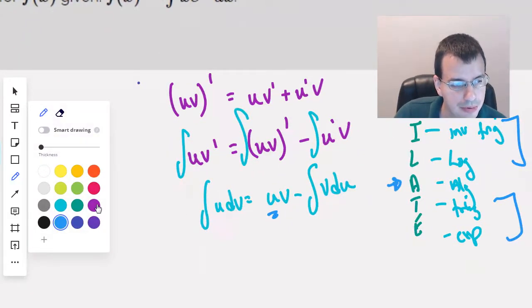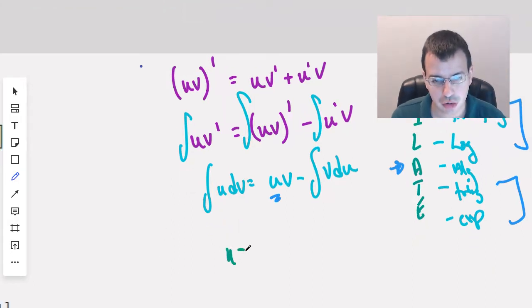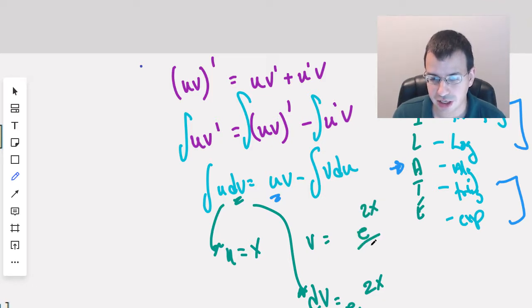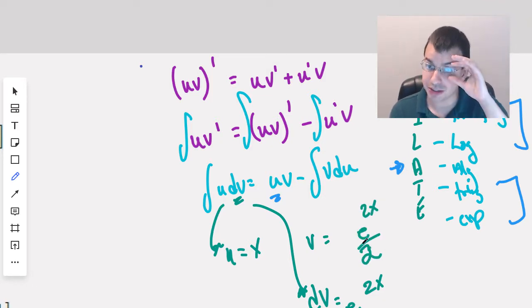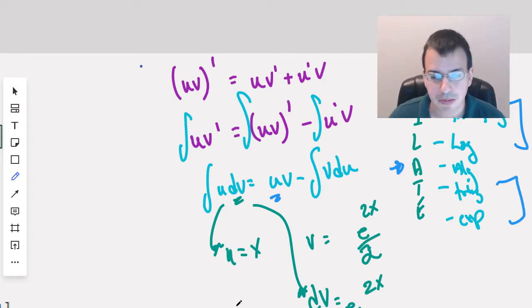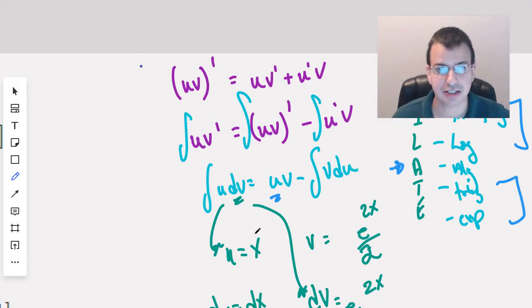I'm going to say that u equals x, and dv, so this portion right here, u dv, dv will then equal e to the 2x. v will then equal e to the 2x divided by 2. You could actually find that by substitution if you wanted to go through it. It's simple enough that you can just do it in your head. And then du will just be dx. The derivative of x is 1, and then you're left with a dx.